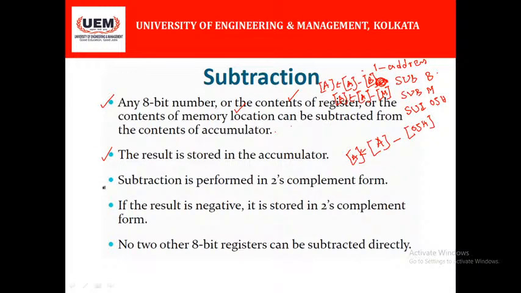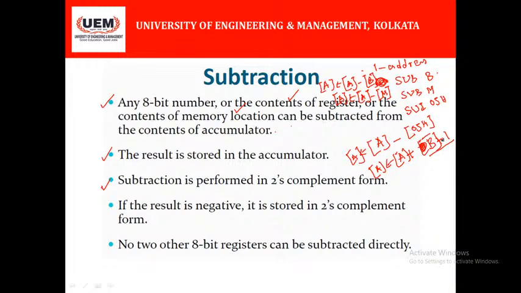Subtraction is performed in 2's complement form. Very simple. What is 2's complement form? A minus B, so I should write it in this way: A plus the 2's complement of B. So I should write B bar plus 1. B bar plus 1 is basically the 2's complement, and the result is going to be stored in the A register.